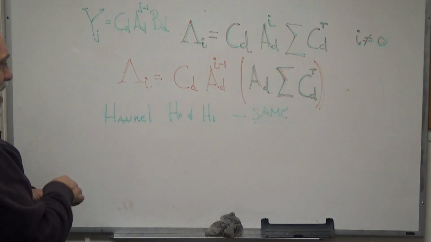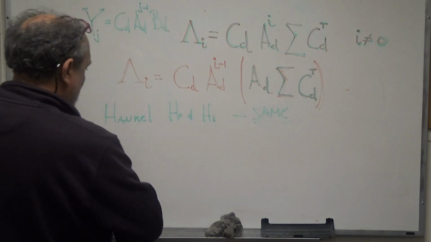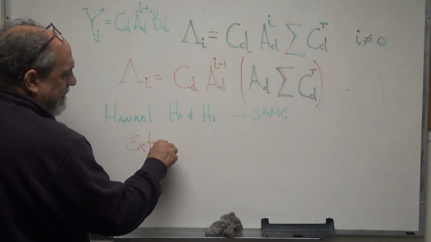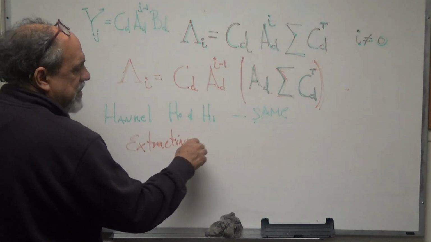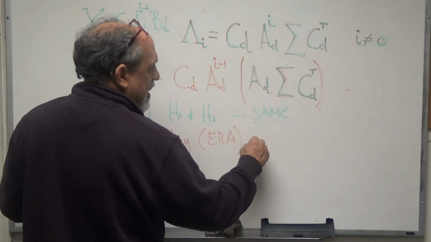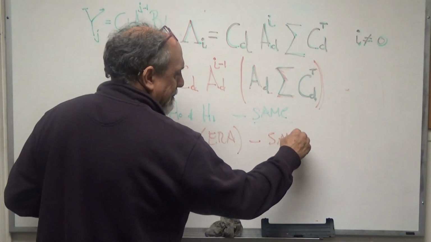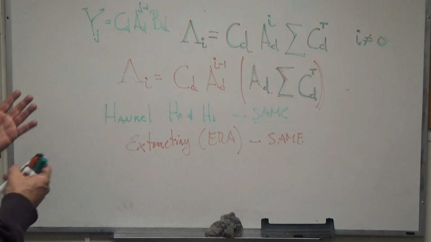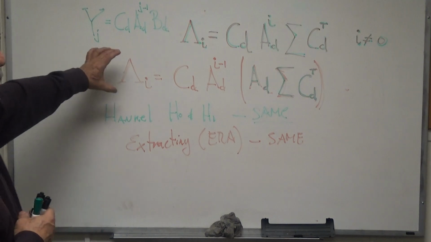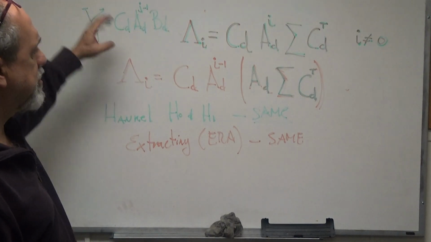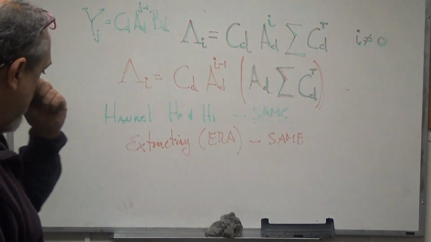And the ERA, that is extracting the matrices using ERA, same. So all there is to the stochastic identification in its basic form, or in this algorithm, is simply that the output correlation covariance takes the place of the Markov parameters, and it has this form.